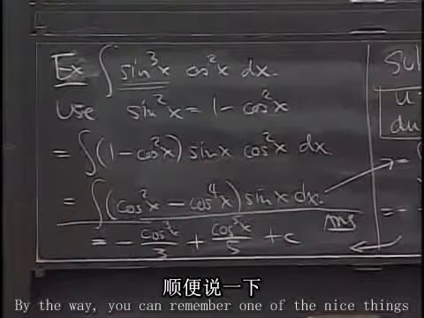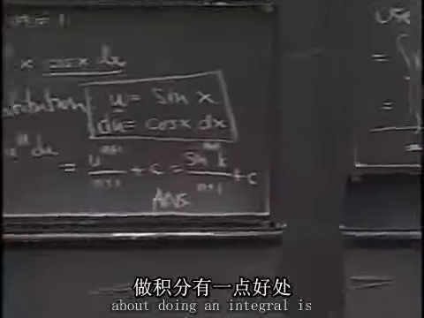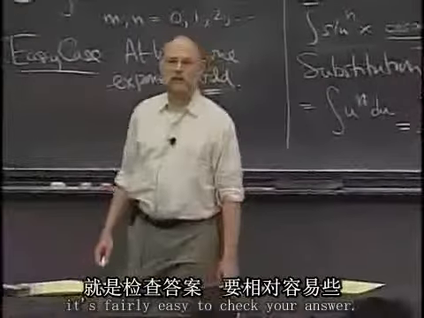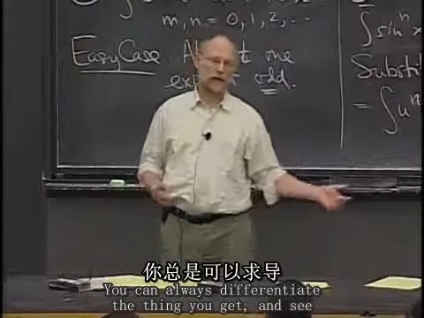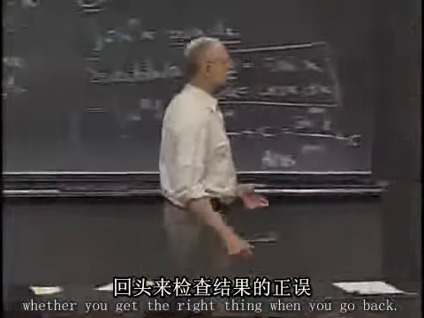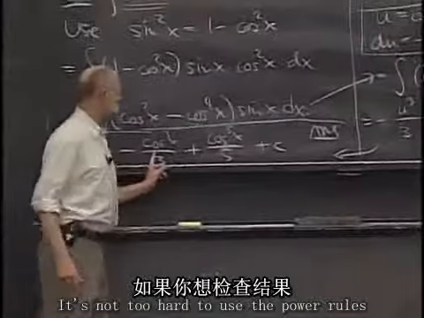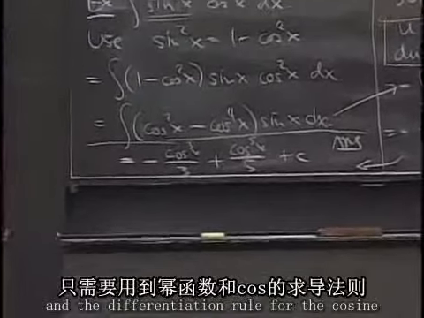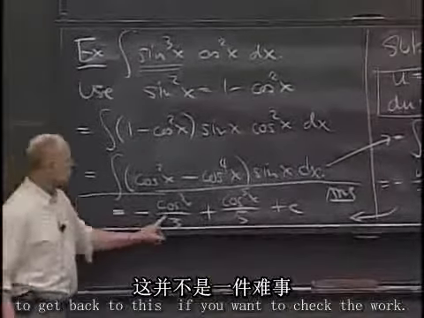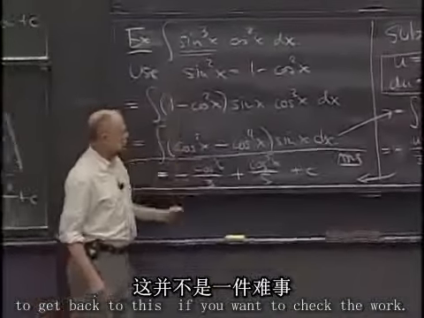By the way, you can remember one of the nice things about doing an integral is it's fairly easy to check your answer. You can always differentiate the thing you get and see whether you get the right thing when you go back. It's not too hard to use the power rules and the differentiation rule for the cosine to get back to this if you want to check the work.